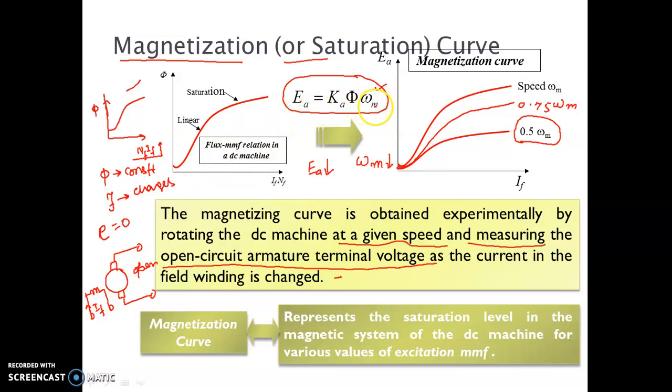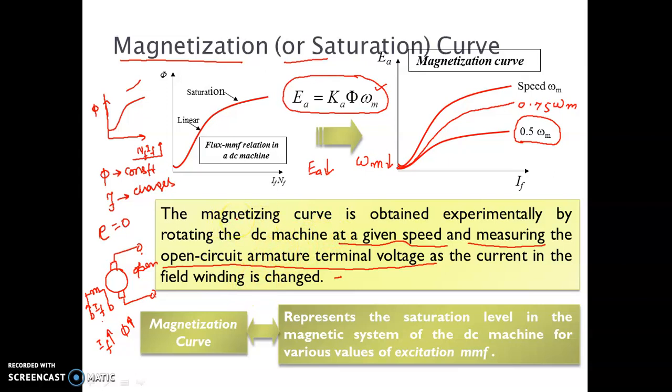The machine is rotating at different speeds, and as you increase the field current, the flux will also increase. The speed is increasing, so EA will also increase here, and it can be recorded between these two terminals by applying a voltmeter. This is called open circuit voltage. If you connect a load here, then current will start to flow, but at this time it is open circuit. This is written here. You can also do the experiment based on this.